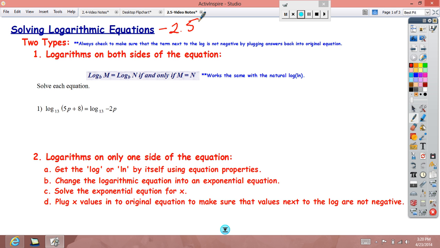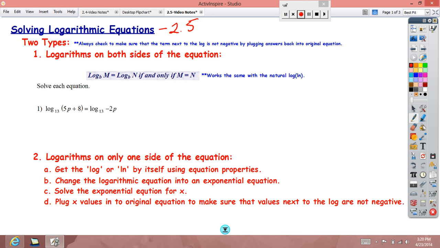Alright, so we're moving on to solving equations with logarithms. And we're going to use the LOLs, the ones we did in 2.4, in order to solve these. There are two types of logarithmic equations: logarithms on both sides of the equation, which are pretty simple, and logarithms on only one side of the equation.